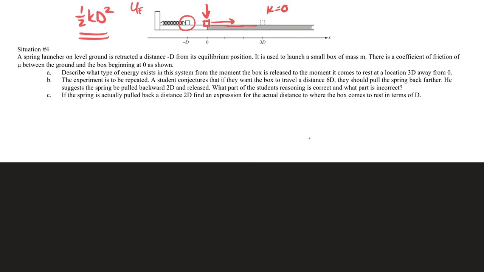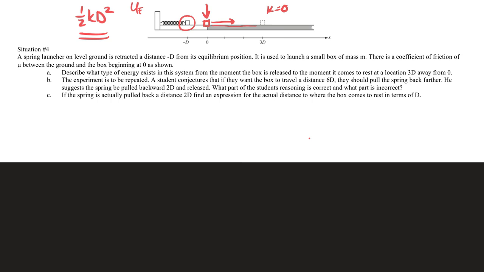The experiment is to be repeated. A student conjectures that if they want the box to travel a distance 6d, they should pull the spring back further. He suggests the spring be pulled back 2d and released. What part of the student's reasoning is correct and what part is incorrect?